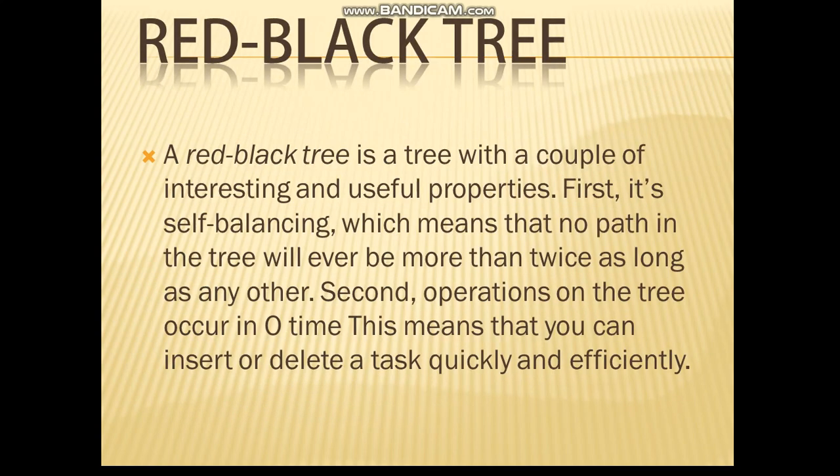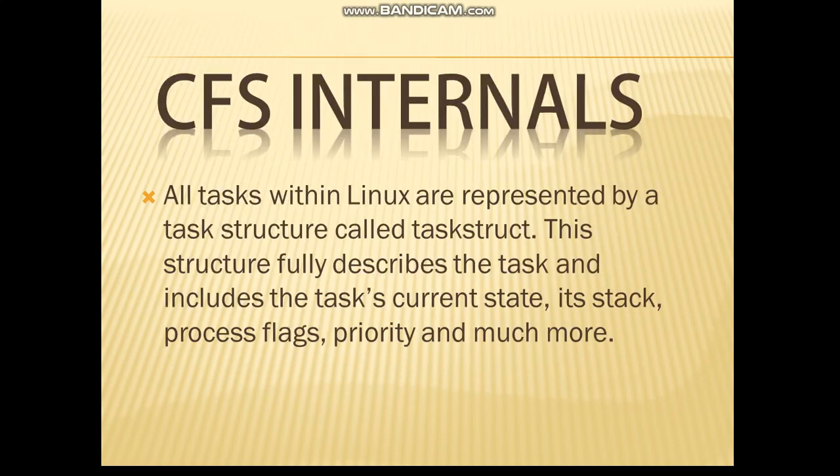Next is the red-black tree, which is a tree with a couple of interesting and useful properties. First, it's self-balancing, which means that no path in the tree will ever be more than twice as long as any other. And second, operations on the tree occur in O(log n) time. This means that you can insert or delete a task quickly and efficiently.